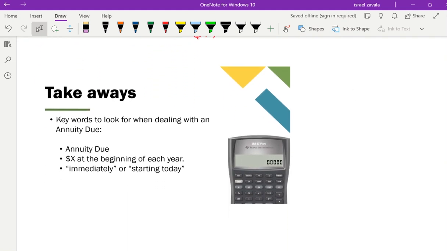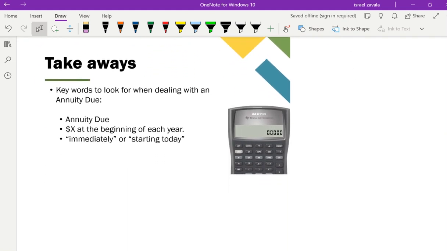A few takeaways. Keywords to look for when you're dealing with an annuity due: if it says an annuity due, it's definitely an annuity due. If it says something like a number of dollars at the beginning of each year, or the words immediately or starting today, those are key words. I just want you to take that away.